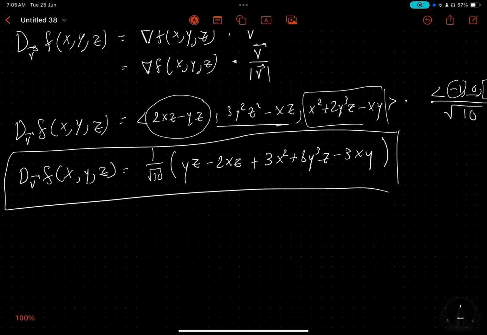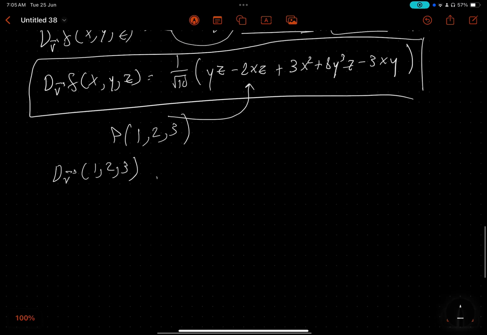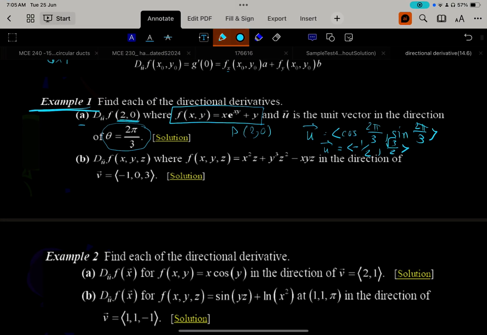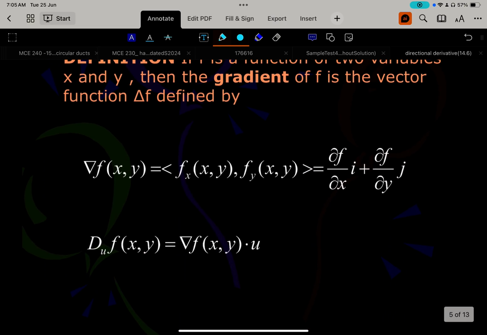So now if I have any values, say I want the directional derivative at the point 1, 2, 3, I can substitute in here, and this will give me D_v at the point 1, 2, 3. So this is the general directional derivative. Okay, let's see other examples we can solve. Do we have a couple of examples?